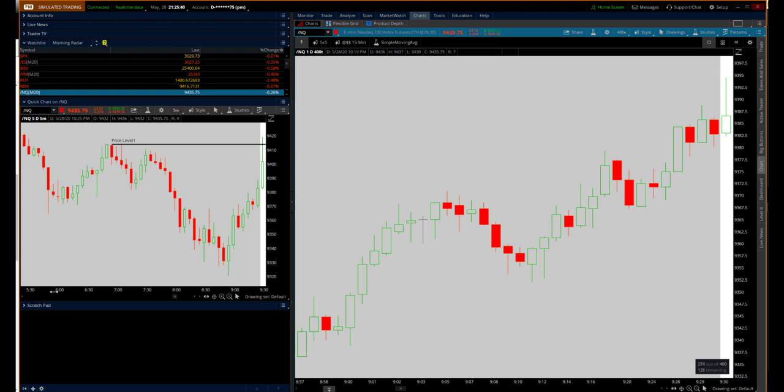The market reacted when it hit that level. While we're there, what would happen if we had also marked this lower pivot?